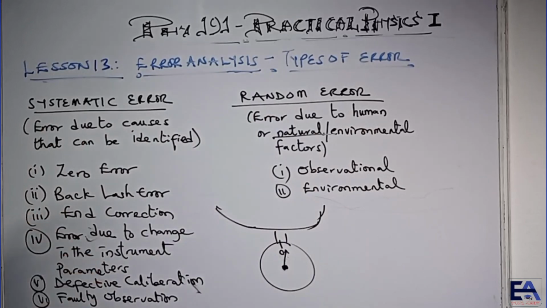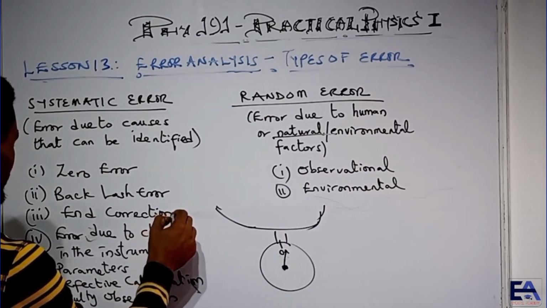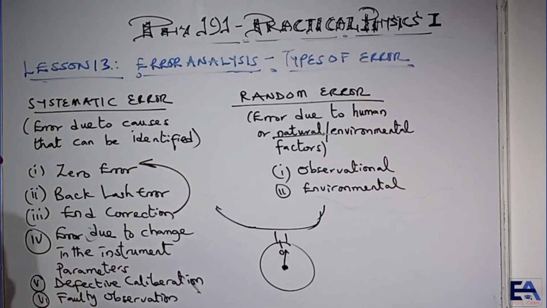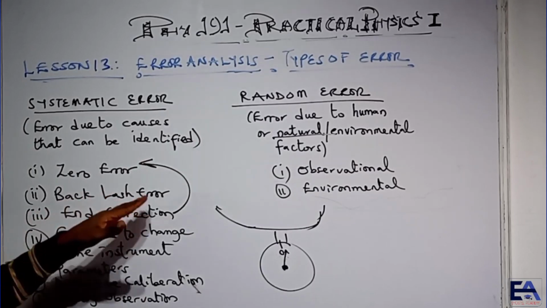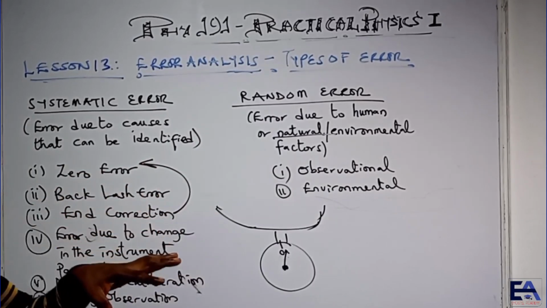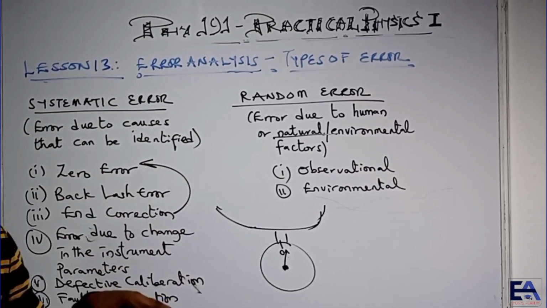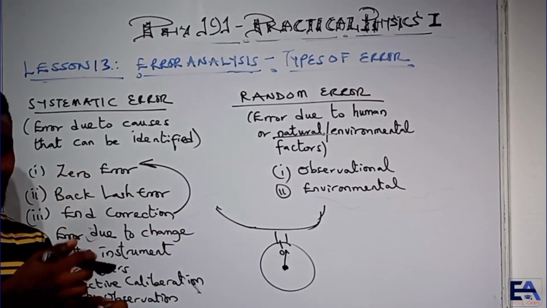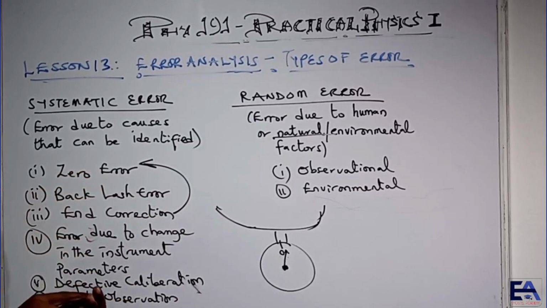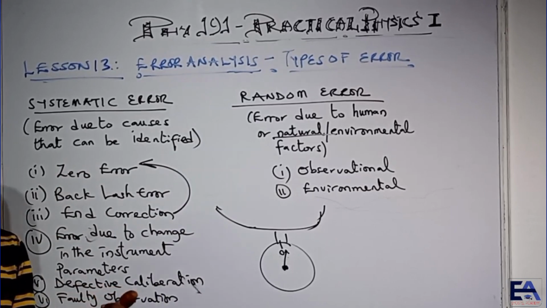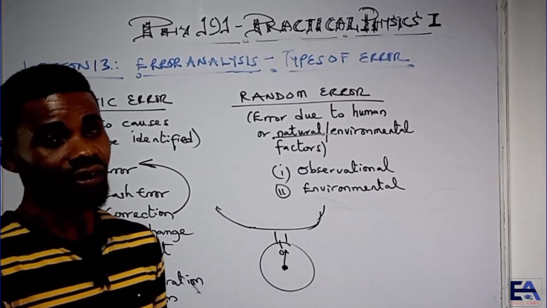Then end correction error. Well, if you are not careful, you will mistake end correction error for zero error. The two of them are actually the same, but what is different between them is how they are managed. You manage zero error by adjusting the mark to balance properly on the zero marking before you start using. But for the end correction error, you cannot do that.